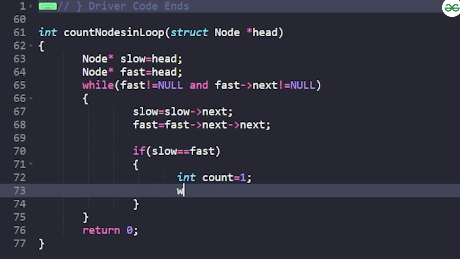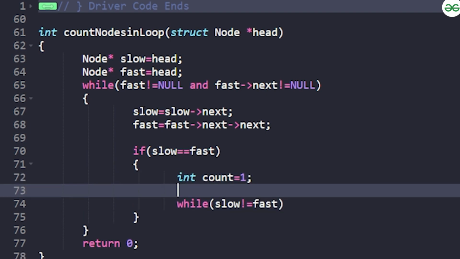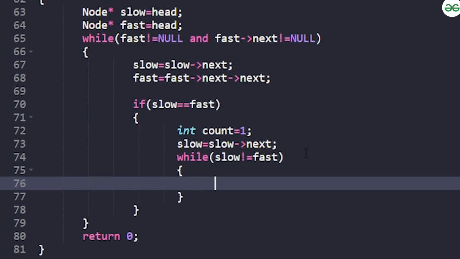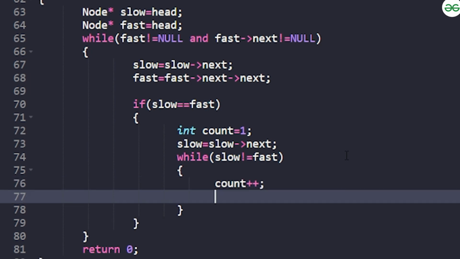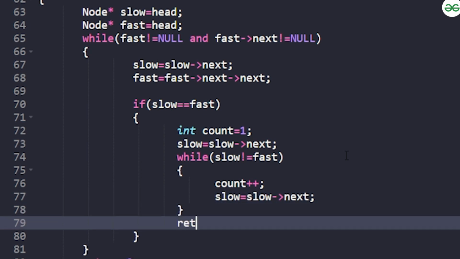After this part, I'll run a loop until my slow is equal to fast. So while slow is not equal to fast, but before that I need to move my slow pointer by 1. So slow is equal to slow's next. I'll mark initially count as 1, and I'll run until my slow is equal to fast. Every time, if my slow is not equal to fast, I'll keep on counting the number of nodes, that is nothing but the length of the loop. Inside the loop as well, I'll keep on moving my slow pointer by 1, slow is equal to slow next. After the slow and fast become equal, that means I have found the length of the loop, and I can simply return the count, right? So this is what I'll be doing.